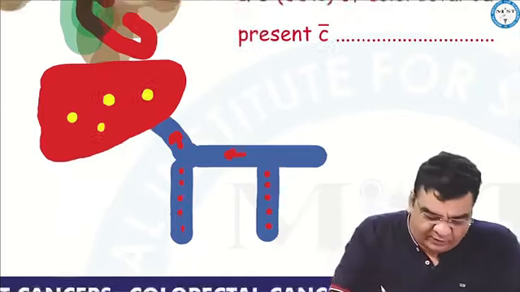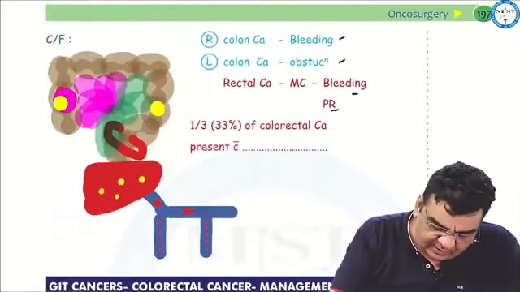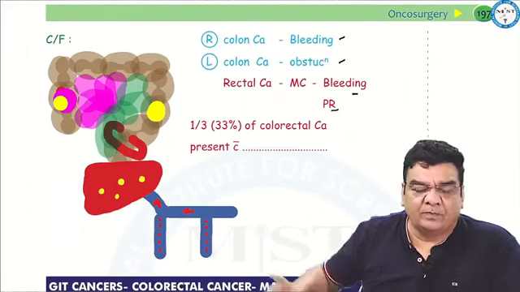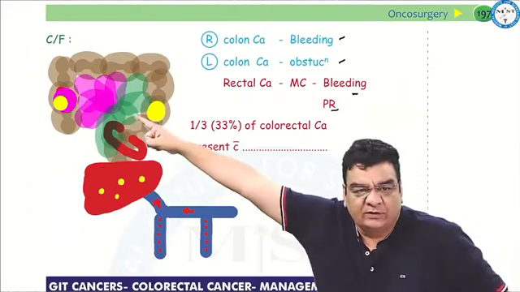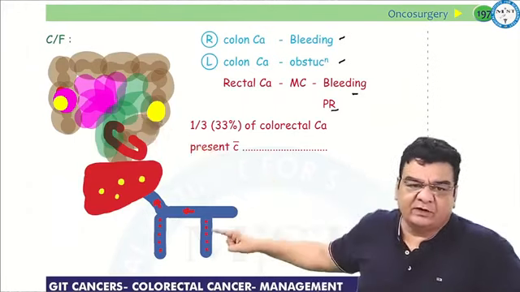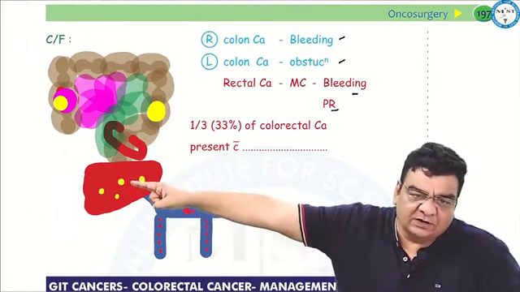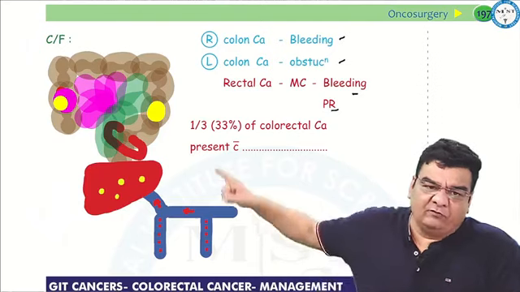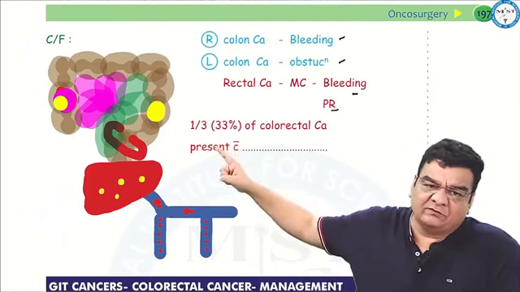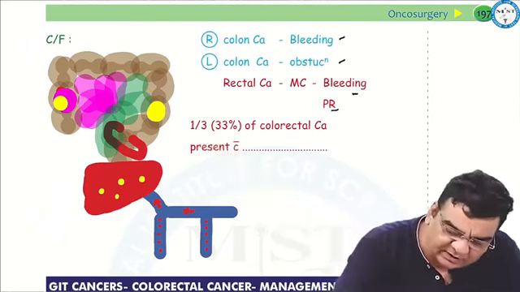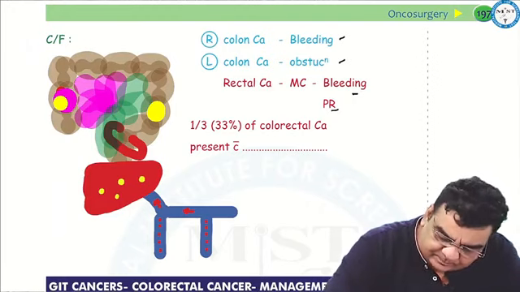If we talk about malignancy in this left side of the colon, then this is going to go into the inferior mesenteric vein. The inferior mesenteric vein opens into the splenic vein, this opens into the portal vein, and that is how liver metastasis occurs. One-third, 33% of colorectal cancer patients present with liver metastasis.